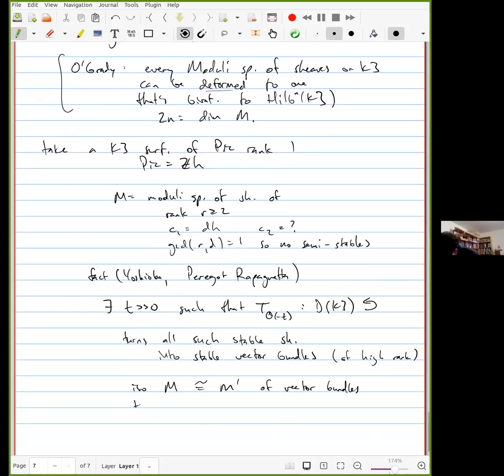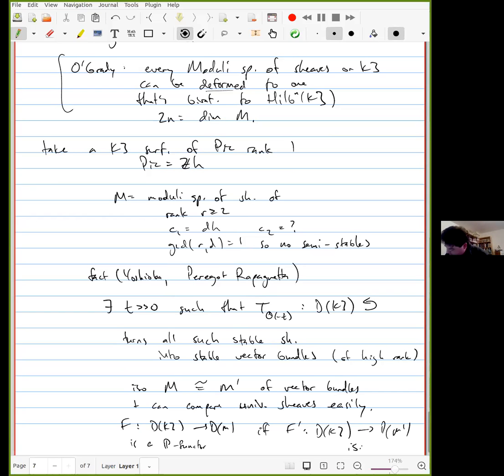And we can compare the universal sheaves really easily. And the functor from the derived category of the K3 to the derived category of M is a P-functor if and only if F prime is. Maybe for Timothy and Rena's sake, I'll say that F prime is like F composed with the spherical twist around O minus T, or maybe it's inverse, on one side, and then the isomorphism between the two moduli spaces on the other side. So if you know the calculus of these functors, it's not at all hard.